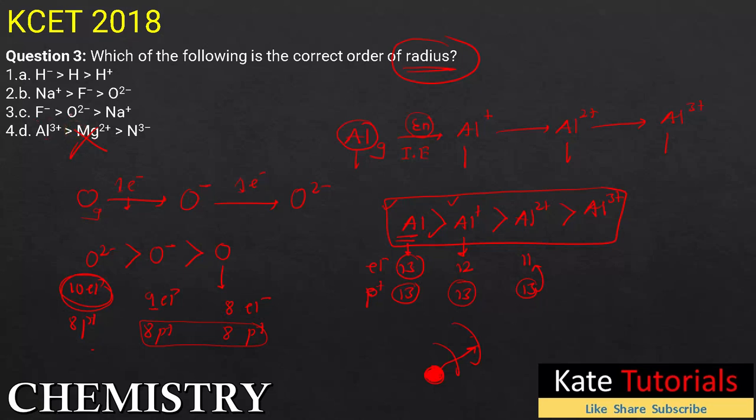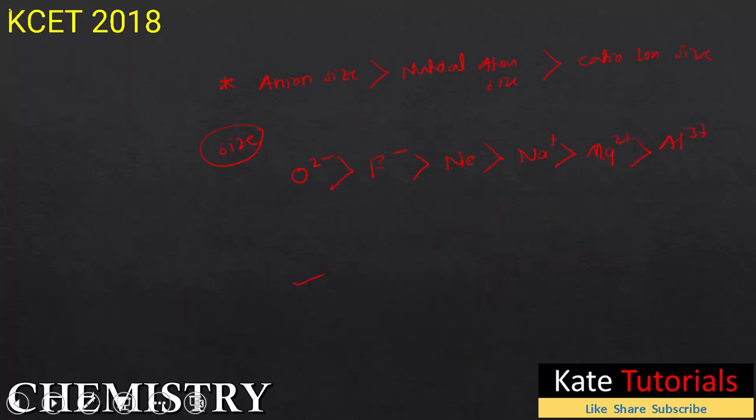F minus, O2 minus: as the negative charge is more on oxygen, its size should be greater than fluorine, but this is also wrong. And here the cation is greater than the anion, that is also wrong. So the correct option is A. See, the anion is greater in size compared to the neutral atom, and the neutral atom is greater than the size of the cation. So option E is the correct option. So this is the third question.